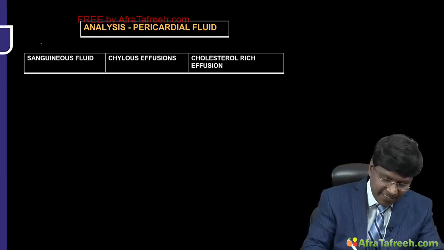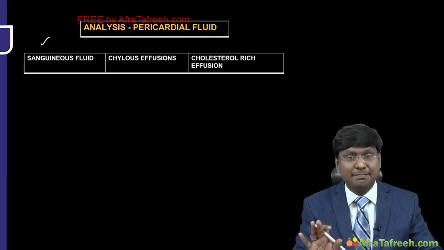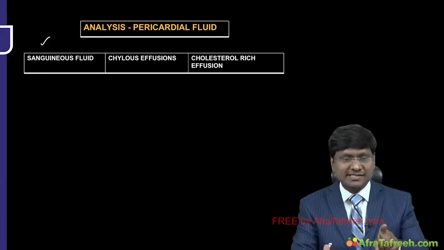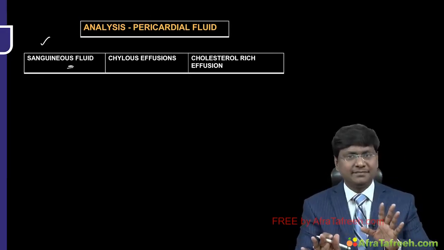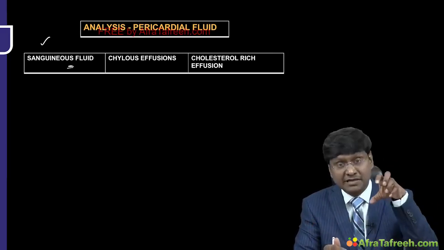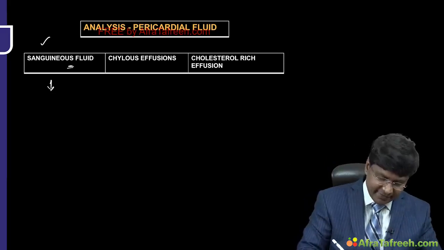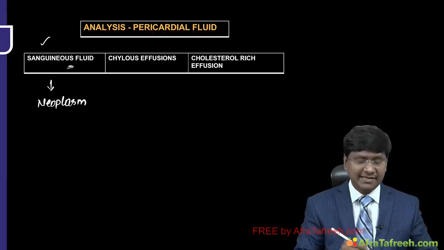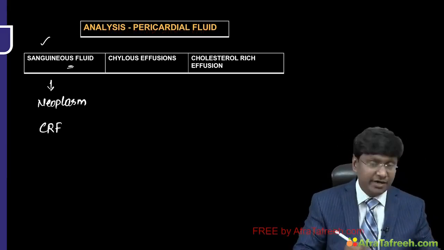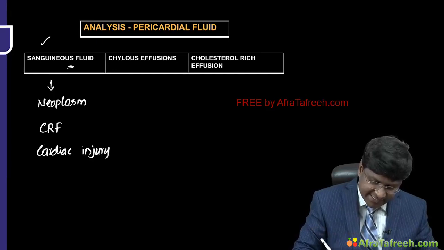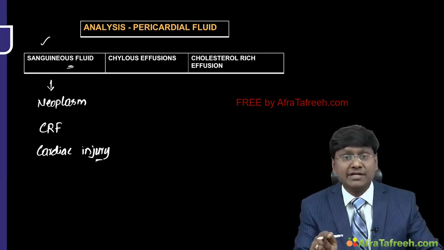Now, if the fluid is sanguineous, that means a bloody tap. If it is sanguineous, it does not necessarily indicate active bleeding. It does not tell you that there is some active bleeding ongoing. No. If there is bloody fluid, that tells the individual might have an underlying neoplasm. That tells the patient might have developed chronic renal failure. That tells the patient might have undergone some cardiac injury. So that is the importance of the presence of sanguineous fluid.